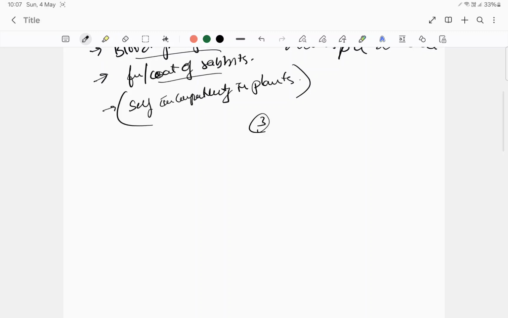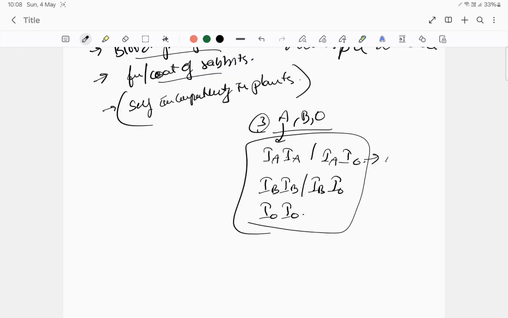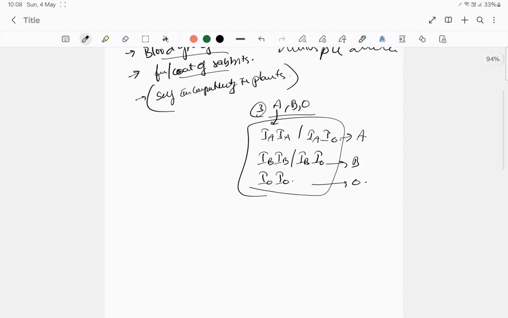There are three blood groups: A, B, and O, right? The A will come like IA IA or IA IO. B will be IB IB or IB IO, whereas the O blood group will come like IO IO. If these alleles are there, these respective blood groups will come. This is the simple thing you have to remember.